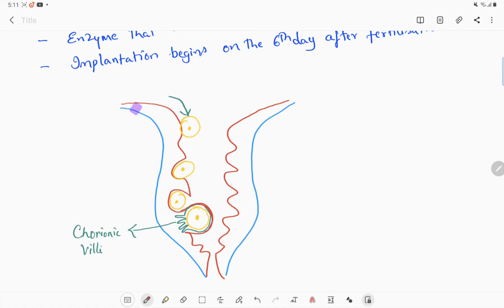This one is the endometrium. In the middle there is the myometrium and this one is the perimetrium. After the attachment, the blastocyst is getting embedded inside the endometrium. That is called implantation. Implantation begins on the 6th day after fertilization, but it is completed within 2 weeks after fertilization. So this completes implantation.